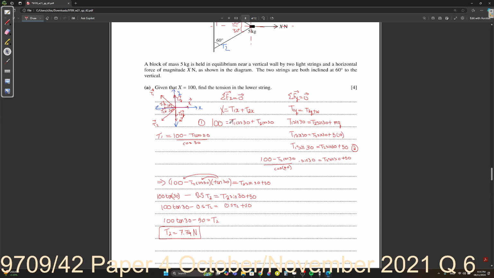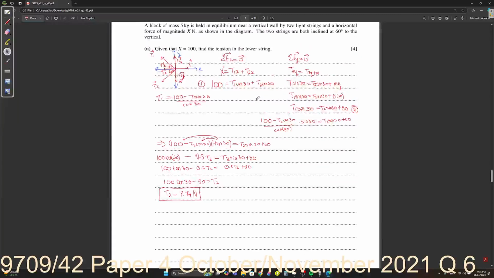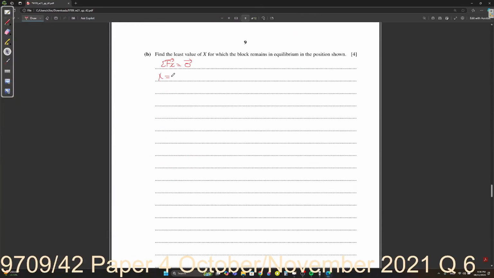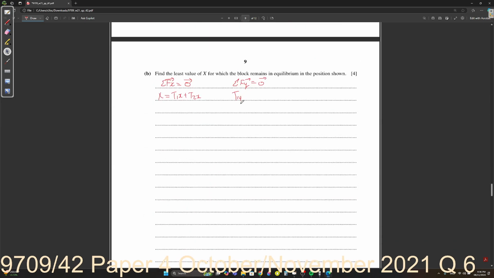We're going to use actually the same equations from part A, that x is equal to T1x plus T2x, and T1y is equal to T2y plus w. So I'm going to start by saying sigma fx is equal to 0. Just copying down what I wrote earlier. So x is equal to T1x plus T2x. And sigma fy is also equal to 0. Don't forget your vector symbols. So it was T1y is equal to T2y plus w.